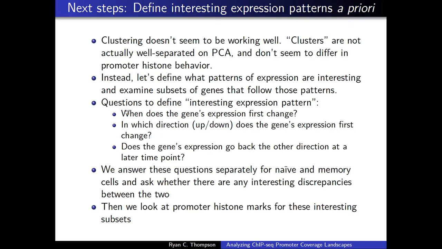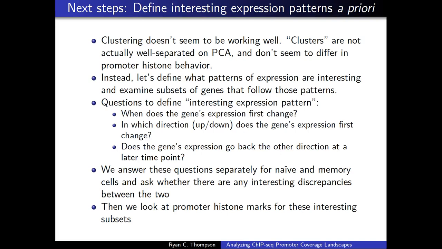So the decision process I went through for how to classify a gene's expression pattern is: at what time point is the first significant change, and in which direction is that change, and then does that gene go back in the other direction? In other words, is that change maintained through day 14, or does it revert at some point? I can ask that question for the naive time course and for the memory time course for each gene. Then I can look at genes where the answer is different for naive versus memory and see if there's anything interesting there.